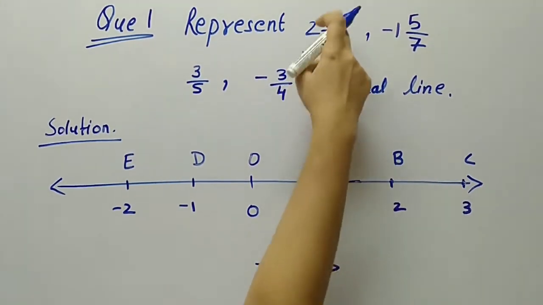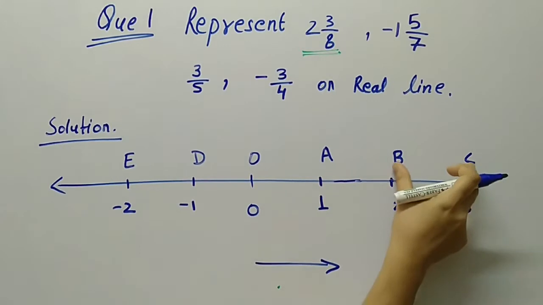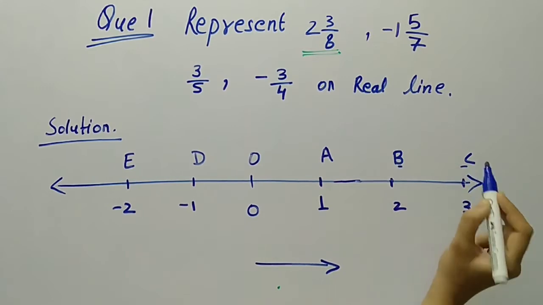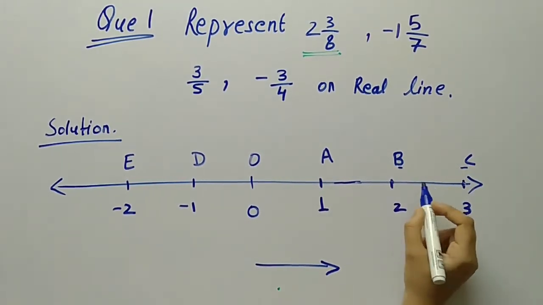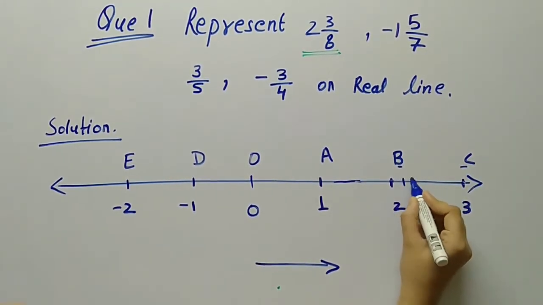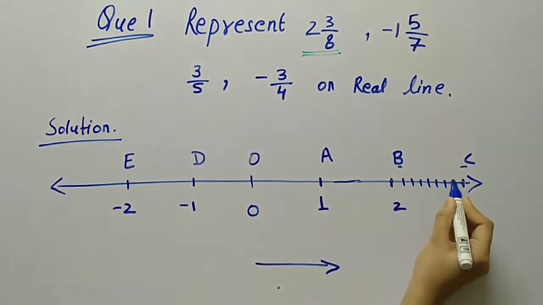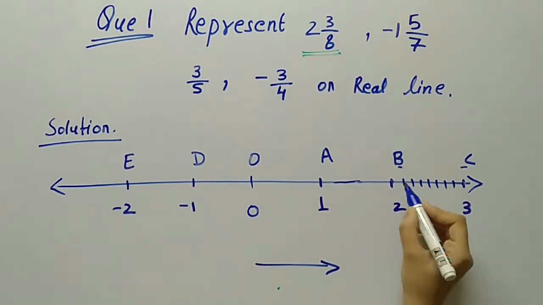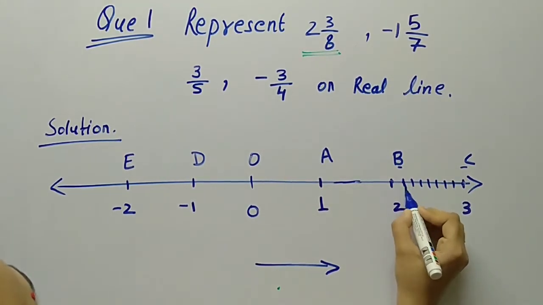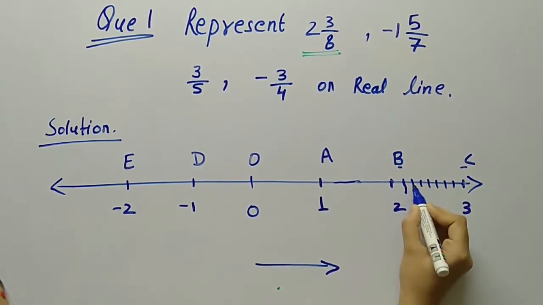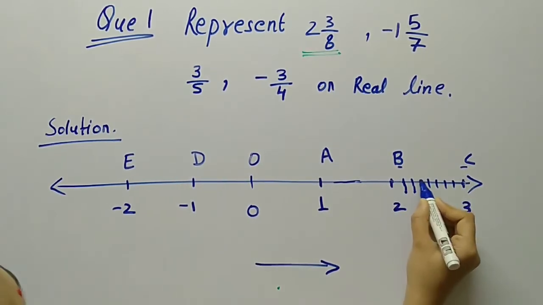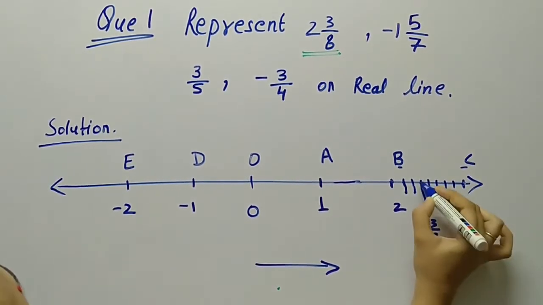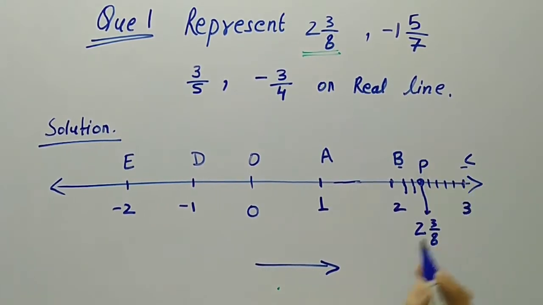So to represent 2 3/8 on this line, we will divide BC in 8 equal parts. So to divide BC in 8 equal parts, we will make 7 lines. So 1, 2, 3, 4, 5, 6, 7. Now we will represent 2 3/8. We will start counting from here. This point will be 2 1/8, 2 2/8, and this particular point will be 2 3/8. We will name this point as P.